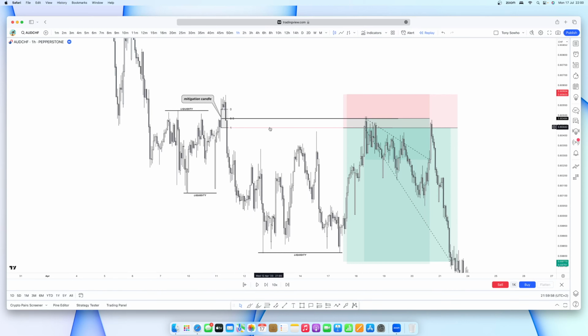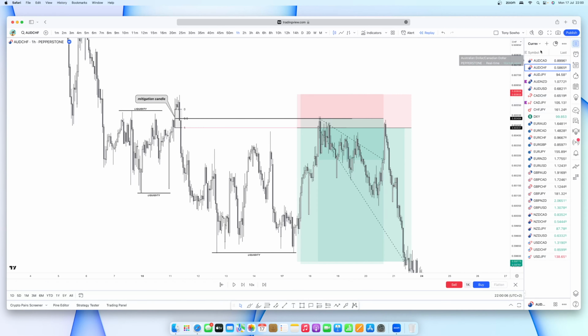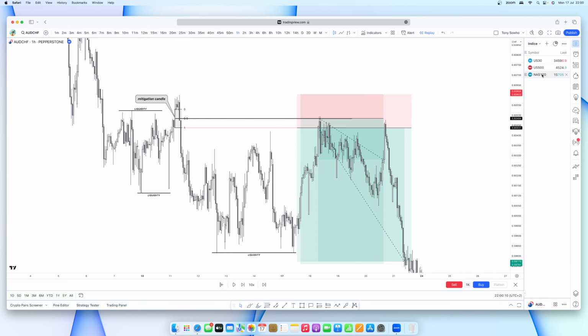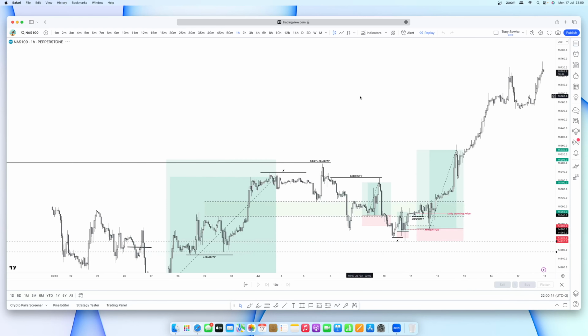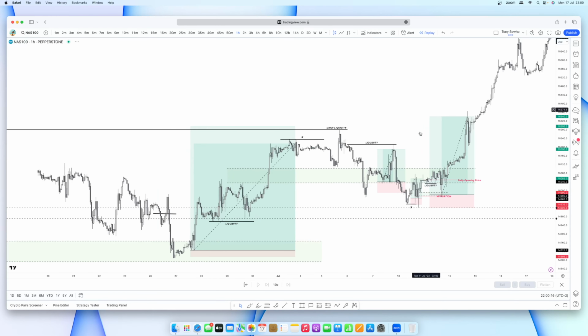Okay. And then the last example, all of these are in the past. I want to show you a more recent one. This one, I took it on NASDAQ. NASDAQ, this was last week, price action. Just come to the indices, come straight to NASDAQ. I took the trade based off this concept. I mean, I've known this for a long time.